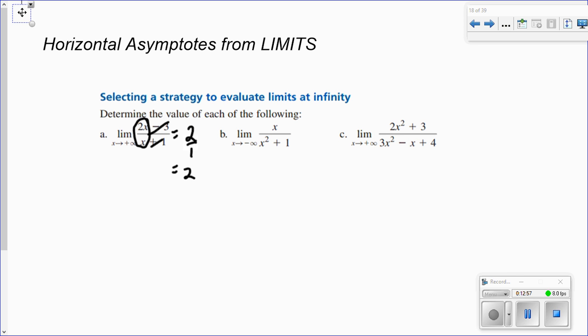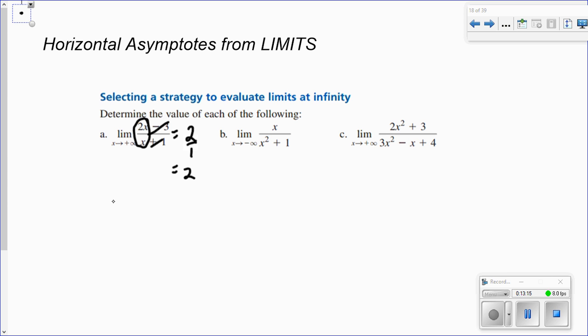Okay, and that's it. Now you may have learned this in advanced functions, where you look at the degree. In this case, the degrees are the same, 1 and 1, so the horizontal asymptote is just the leading coefficients, and in that case it would be 2 over 1 here.